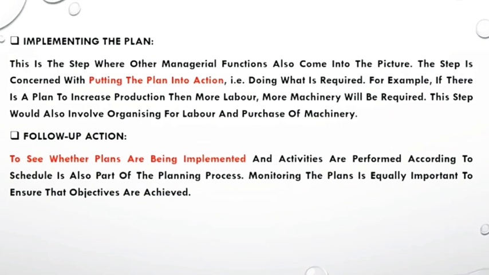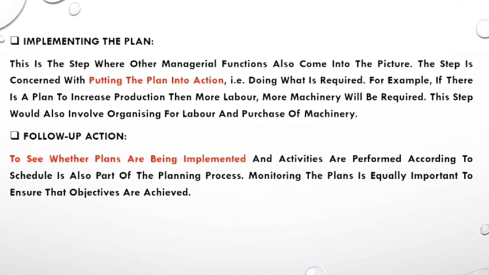The next step in the planning process is implementing the plan. This is the step where the other managerial functions also come into focus. The step is concerned with putting the plan into action, that means doing whatever is required. For example, if there is a plan to increase production, then more labor and more machinery will be required. This step would also involve organizing for labor and purchase of machinery.